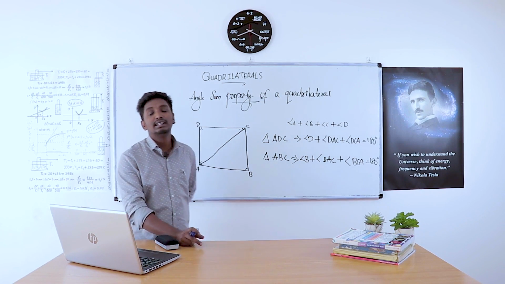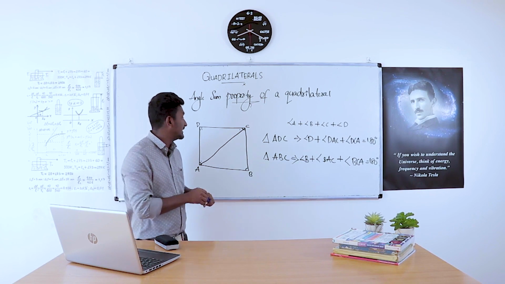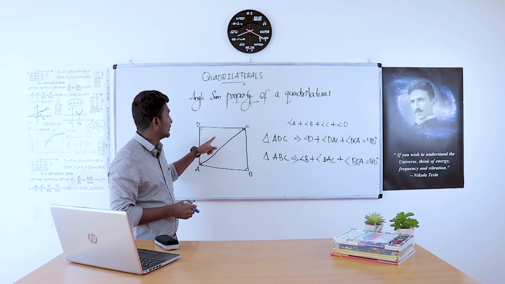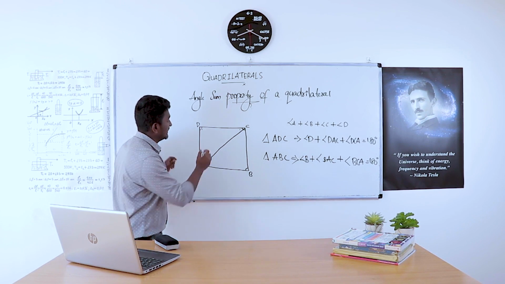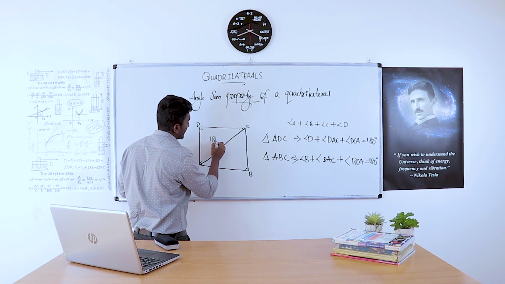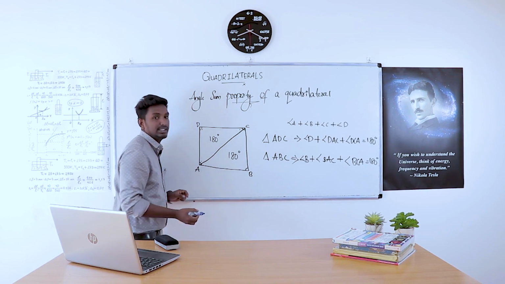In a triangle, the sum of the interior angles is 180 degrees. That's why we are saying that all three angles of a triangle together make 180 degrees. So in this triangle, the total angle is 180 degrees, and in this triangle, the total angle is also 180 degrees.